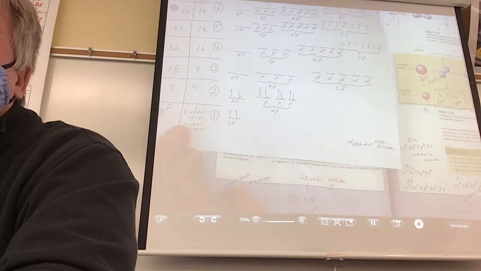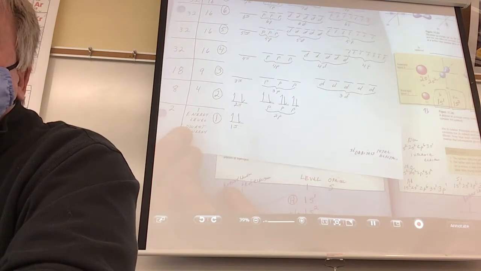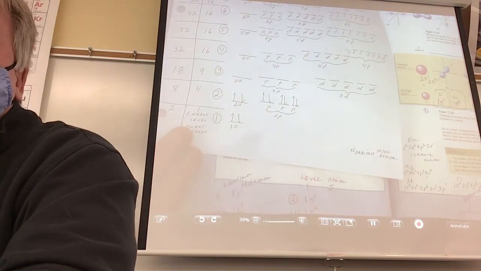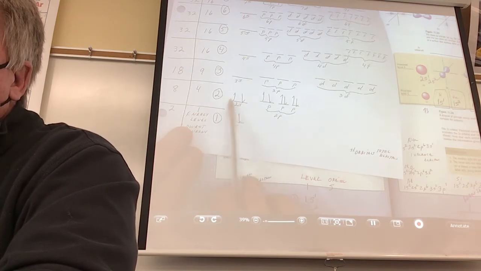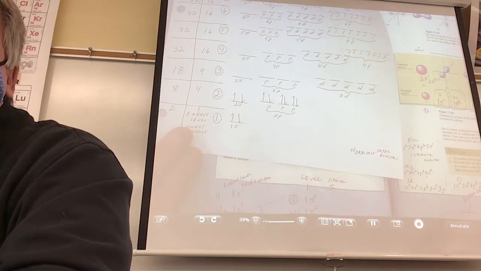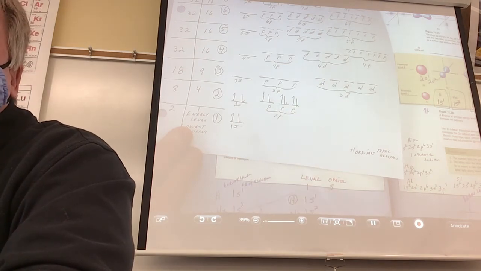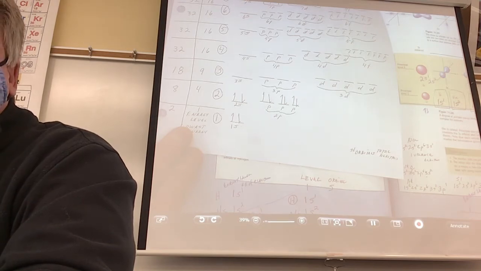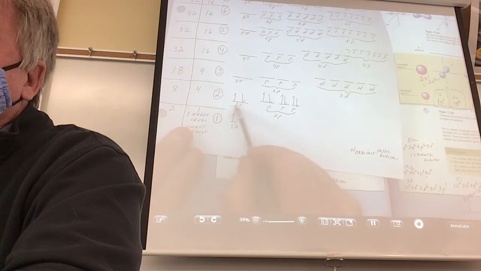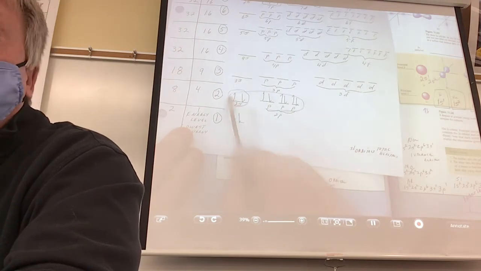Now, what element is this? Anybody know what element this is? Aurora, do you know what element I am at right now? I'll give you a clue. Ready? 1, 2, 3, 4, 5, 6, 7, 8, 9, 10. Element 10. Neon. And you know what's special about neon? It's a noble gas. And what did I tell you before? If you have 2 in the S and 6 in the P, you're going to be a noble gas, aren't you?